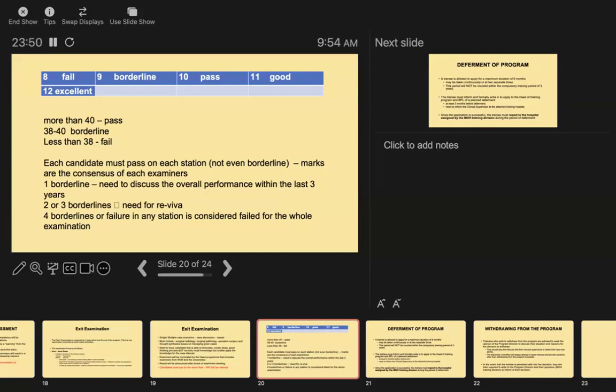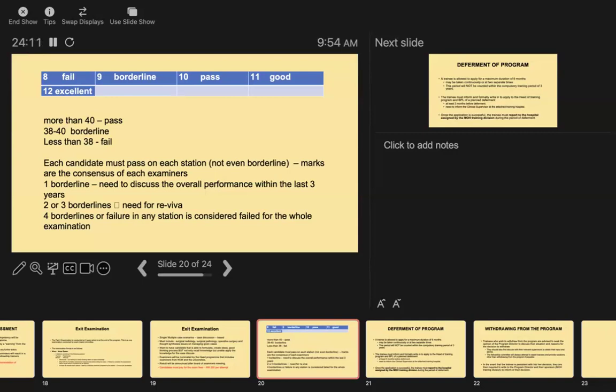Kalau total you more than 40 and above, you pass for that table. Kalau 38 to 40, fail, borderline. Less than 38, fail. Okay.